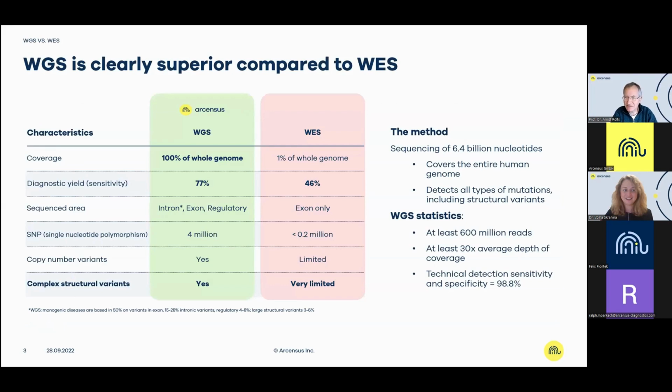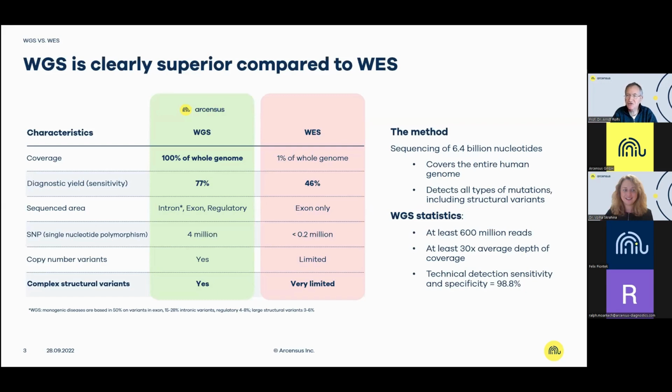And here I have summarized some technical elements in the direct comparison of the genome to the exome. Let me just remind all of us, the exome just covers 1% of the genetic information. With the genome, especially now with the new T2T reference sequence recently published in March this year, we cover really 100% of the entire genetic information. And that results in a 77% diagnostic yield. Why? Because we are able to demonstrate the 4 million single nucleotide variants that make each individual different from the second and from the third.